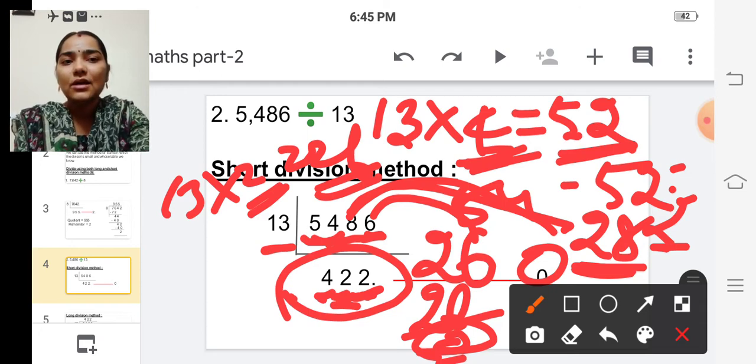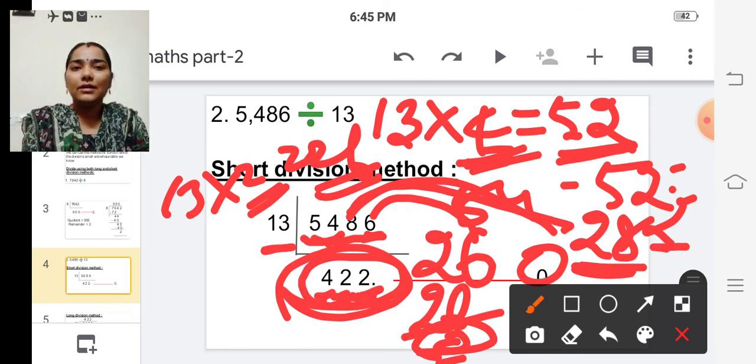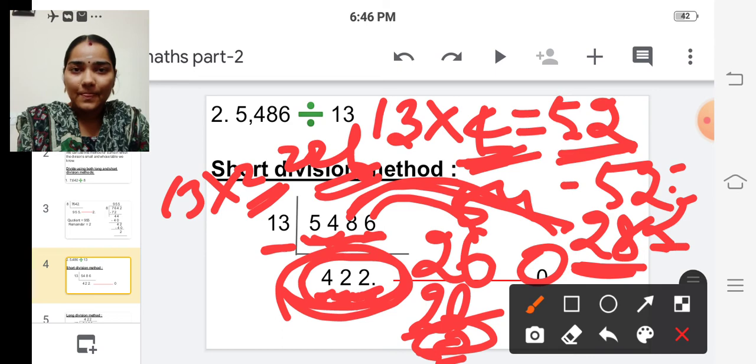And the quotient is 422. Is it clear, children? So you should be thorough with all the multiplication tables. Okay, children. Then only you can use this short division method. Is it clear, children? Yes.